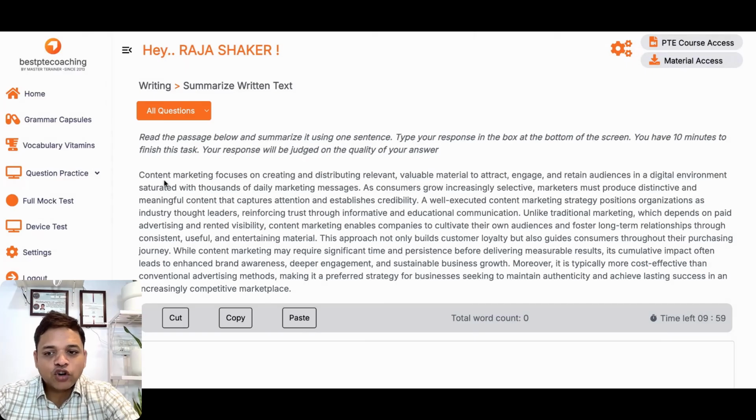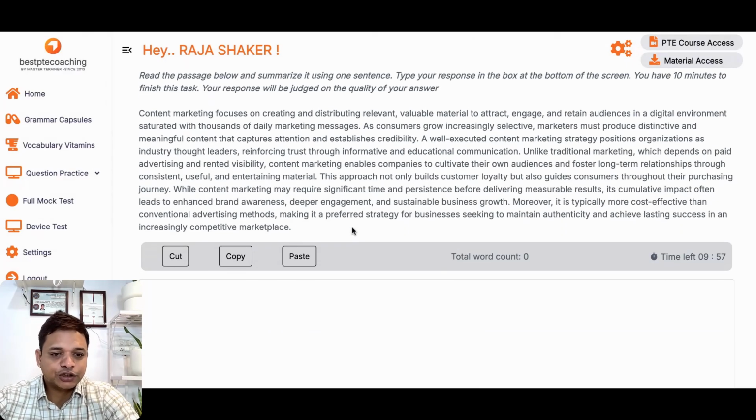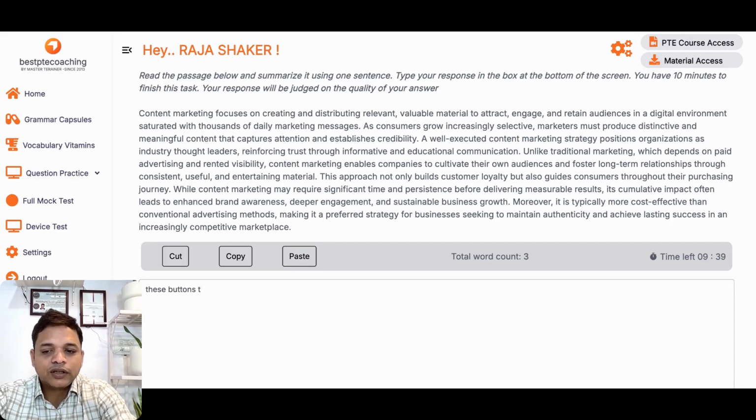One more question. Can I copy paste the sentences from the passage? I'm sorry, you cannot copy paste the passage sentences. That's not a possibility. These cut, copy, paste buttons basically work only inside this box. You can cut, you can copy, you can paste. Just in case you want, you can use them. And the word counter is always available to track and tell you how many words you have.